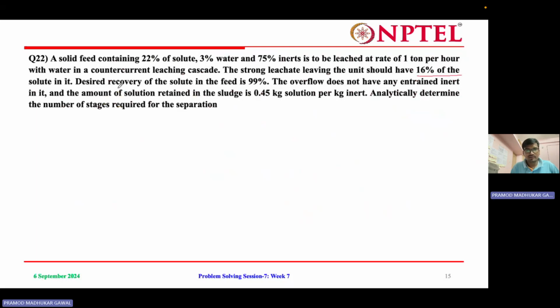So the desired recovery of the solute in the feed is 99%. Okay, 99% of the solute recovery. The overflow does not have any inert in it, and the amount of solution retained in the sludge is 0.45 kg per kg inert. Okay, this is underflow, kg of solution per kg inert. So analytically determine the number of stages required for the separation.